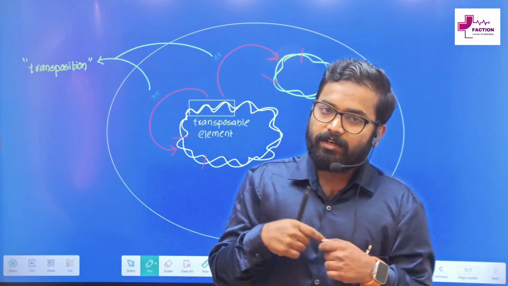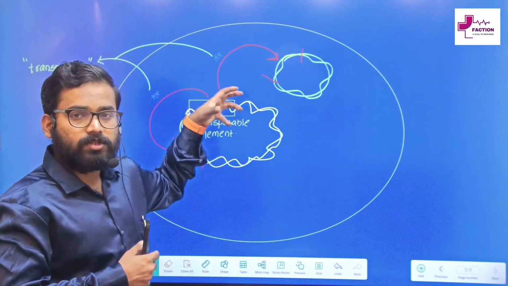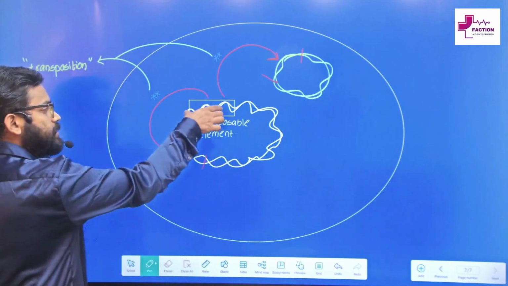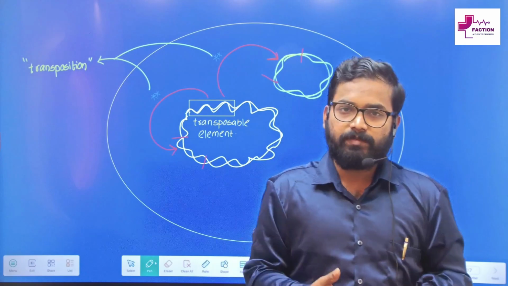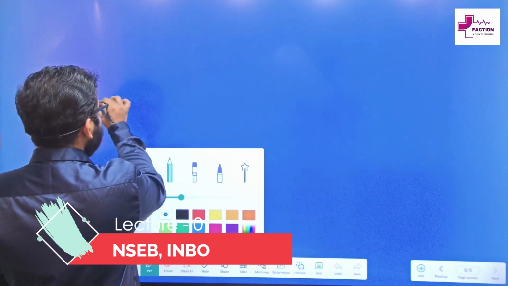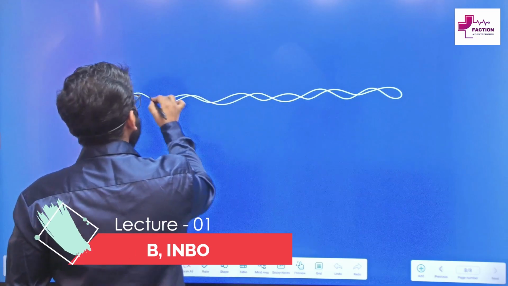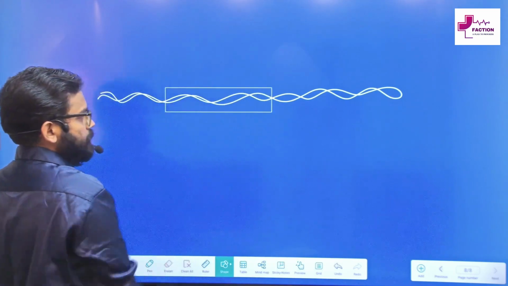I have still not explained the transposons. I am just talking about the transposition. Transposition means this sequence will change its position either on the same DNA or on a different plasmid. Now I will talk about transposons. Say this was the sequence. This was the entire sequence and this was the transposable element.